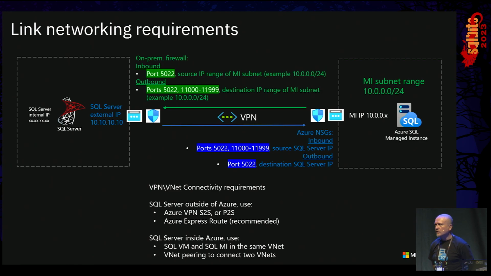Azure Express Route comes at cost, but it is the most performant solution, and there are different tiers depending on the speed of the link that you like. Then there are different pricing tiers for Azure Express Route.